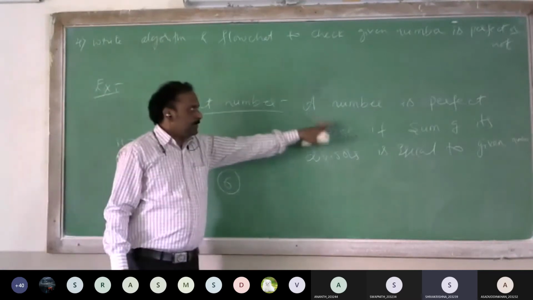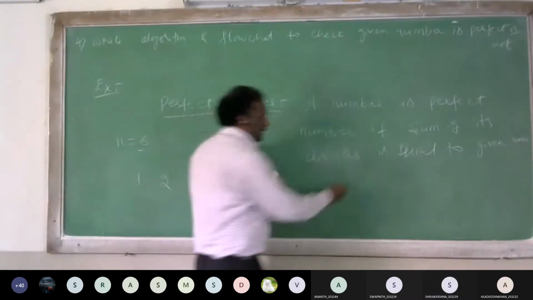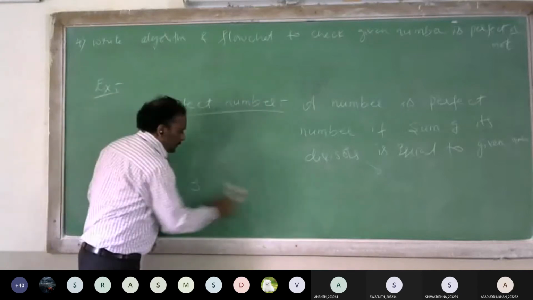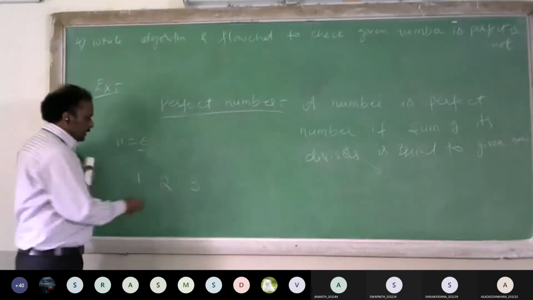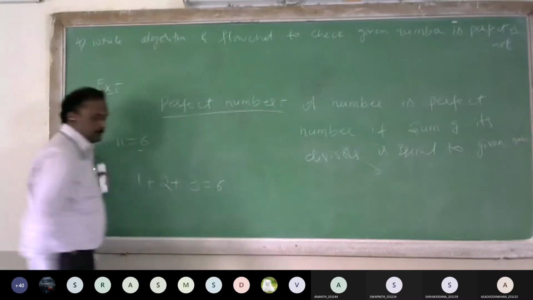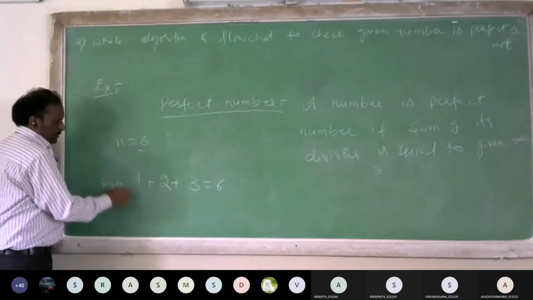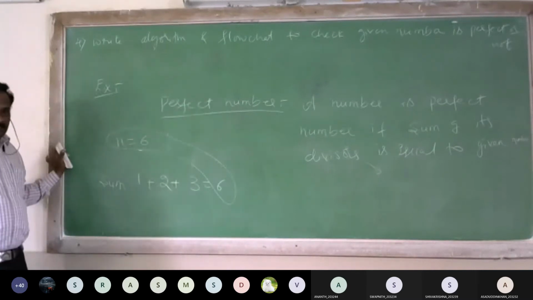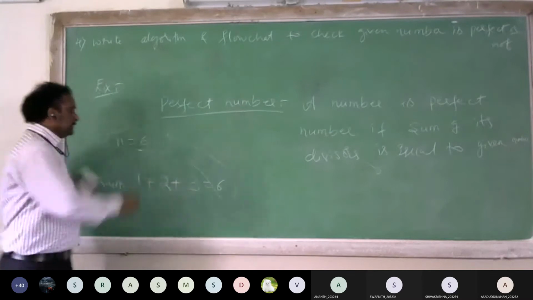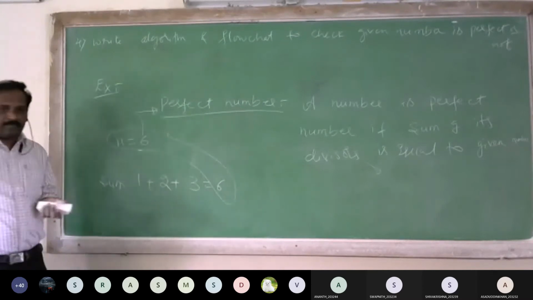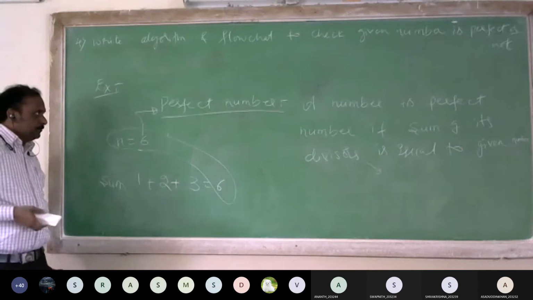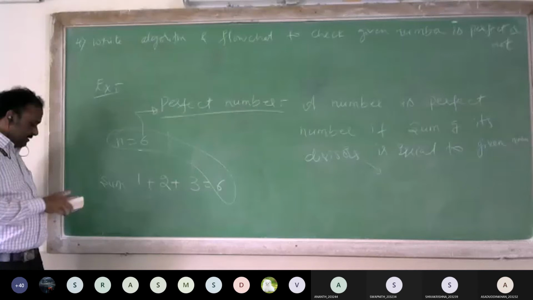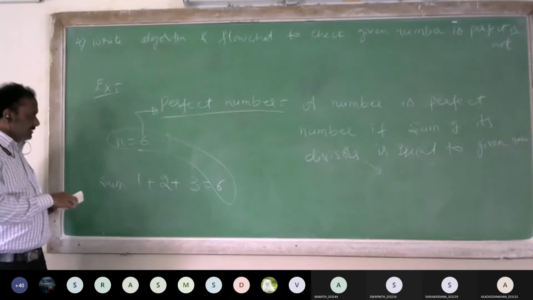A number is a perfect number if the sum of its divisors, not including that number, is equal to the number. So here you should not take 6. So what is 1 plus 2 plus 3? The sum is 6. Sum of divisors is 6. Is 6 equal to the given number? Yes, 6 is equal to the given number. So then we say that 6 is a perfect number.